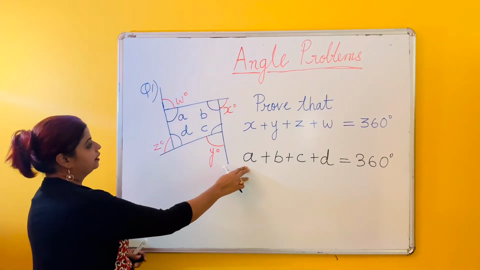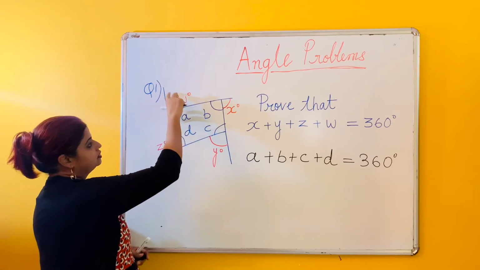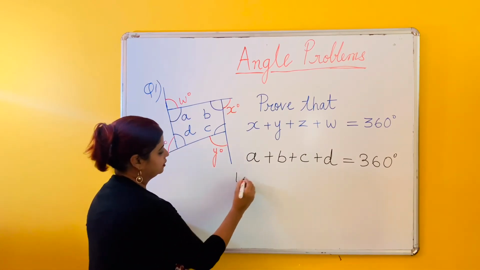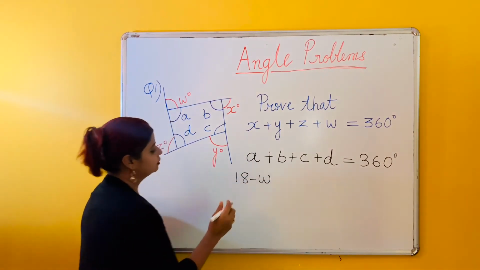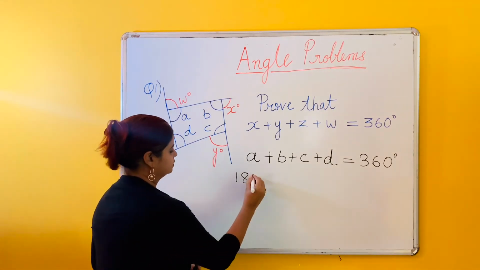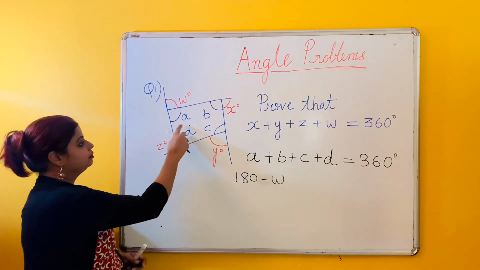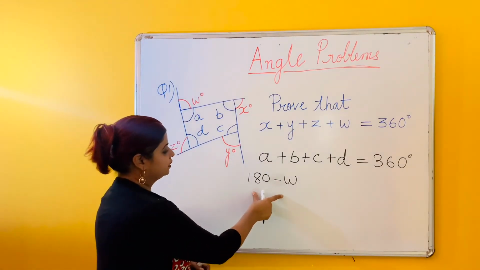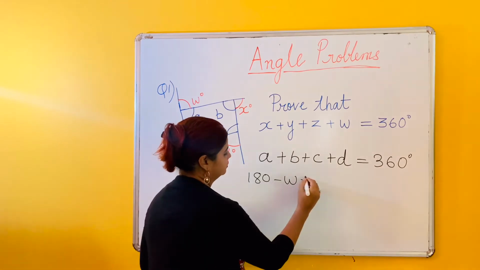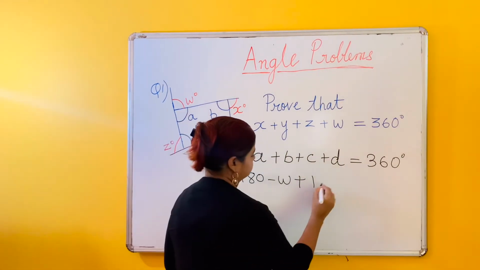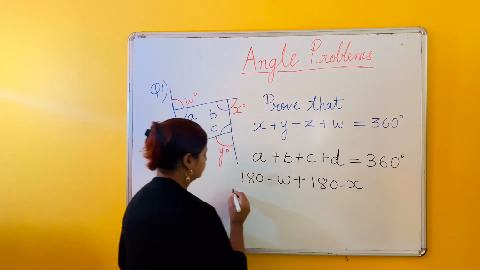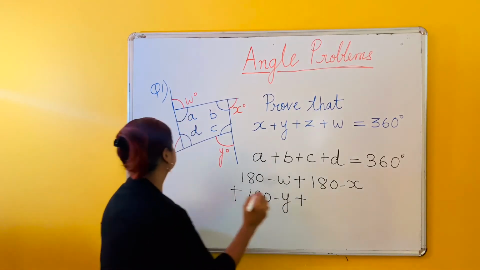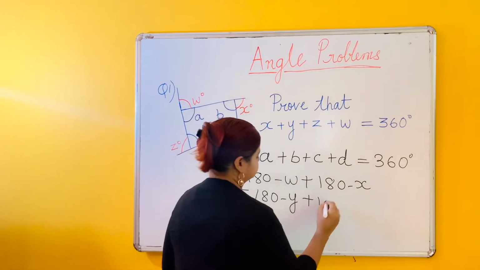Now what is A here in terms of W? See, this is a straight line, and the sum of the angles is 180 degrees. So A can be written as 180 minus W. Why? Because A plus W is 180 degrees. Angles on a straight line add up to 180 degrees. Then B can be written as 180 minus X. Similarly, C can be written as 180 minus Y and D can be written as 180 minus G.